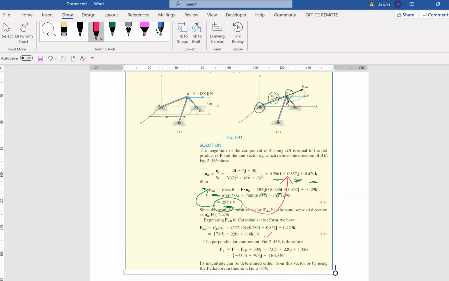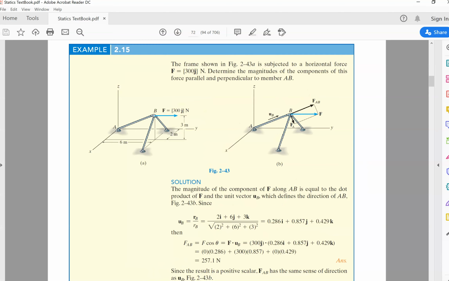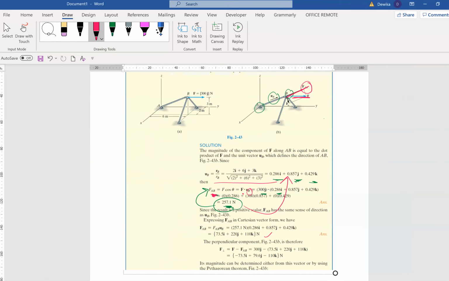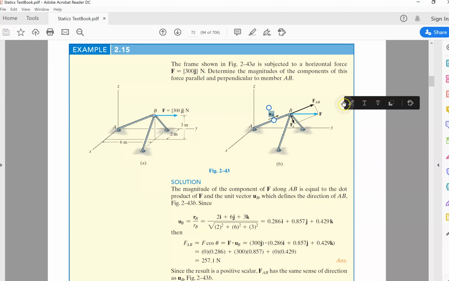Okay, if you are confused, let me just repeat. You find the unit vector first, and then remember the formula of your dot product. So what is the formula of dot product? FAB is actually F dot with UB. FAB is your F dot with the unit vector UB. So where did we get that? Remember, previously I showed you the textbook.